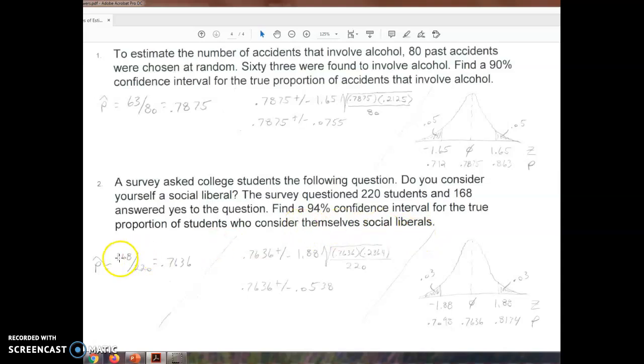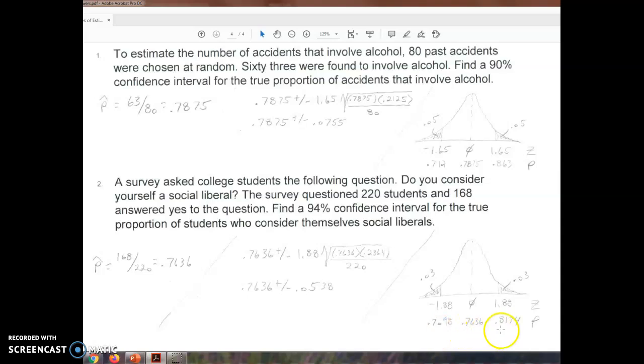Again, we need to calculate our proportion. So 168 students said they were liberals out of 220. That gives us 0.7636 plus or minus our z-score, 1.88 times our standard error. And we use p hat 0.7636 times 1 minus 0.7636 divided by 220, rooted. That gives us a margin of error of 0.0538. So we are 94% confident that the true population proportion is 0.7636 plus or minus this number, 0.0538.